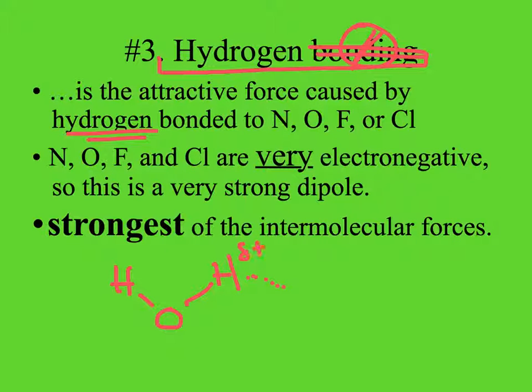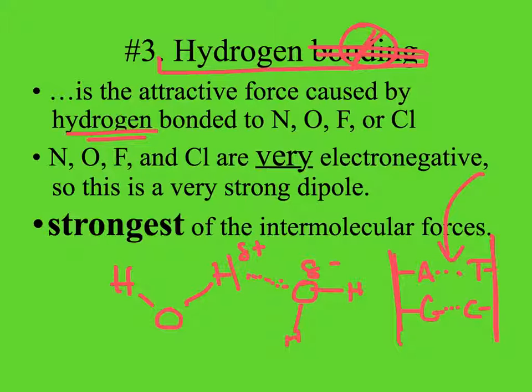You have this slight positive on hydrogen, and in this water you have the slight negative on oxygen, and we actually represent hydrogen bonds with a dotted line. You may remember it from DNA, A connecting to T and G connecting to C in a DNA molecule. That was actually hydrogen bonds holding the 2 sides of DNA together. This is the strongest of the intermolecular forces.